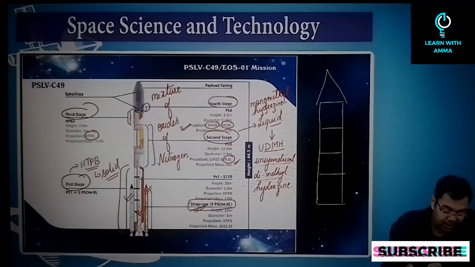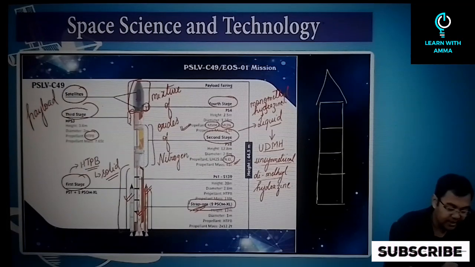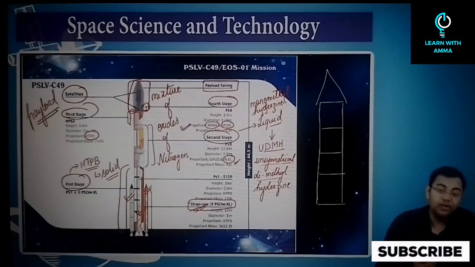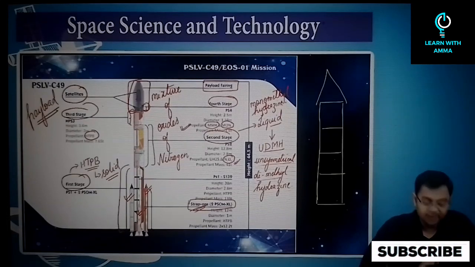After that, you have this part where you are carrying the satellite, where you are carrying the payload basically. You are carrying the payload here. So these are called payload fairings. Payload fairings are the ones which protect the payload which is kept inside the structure.